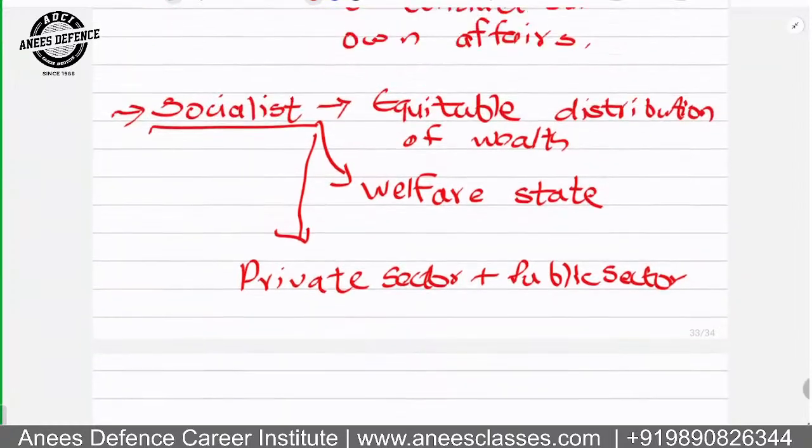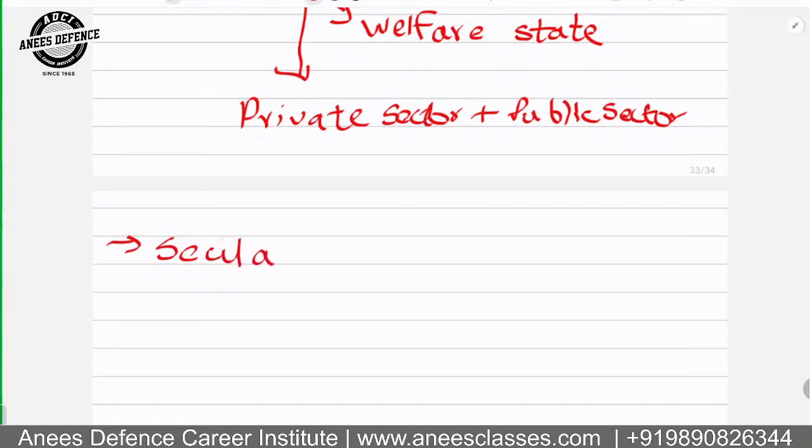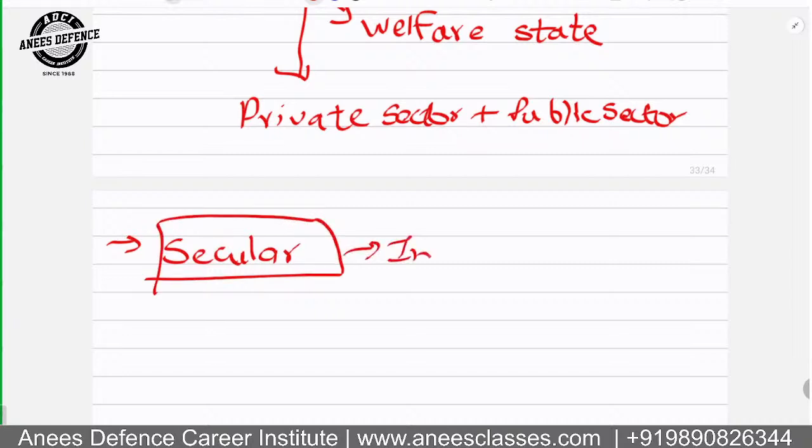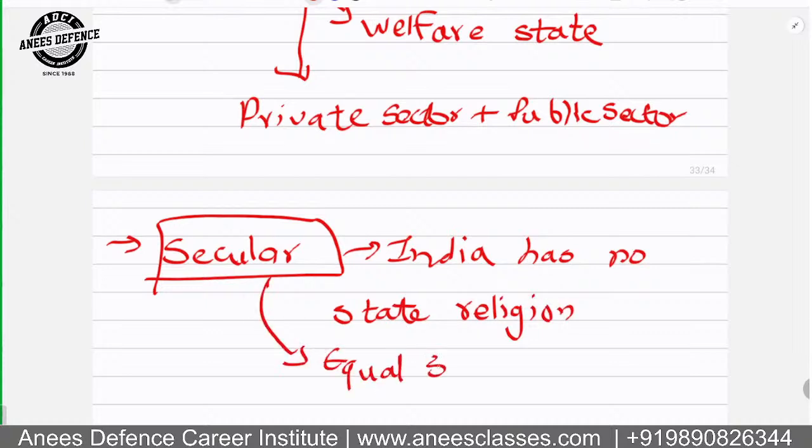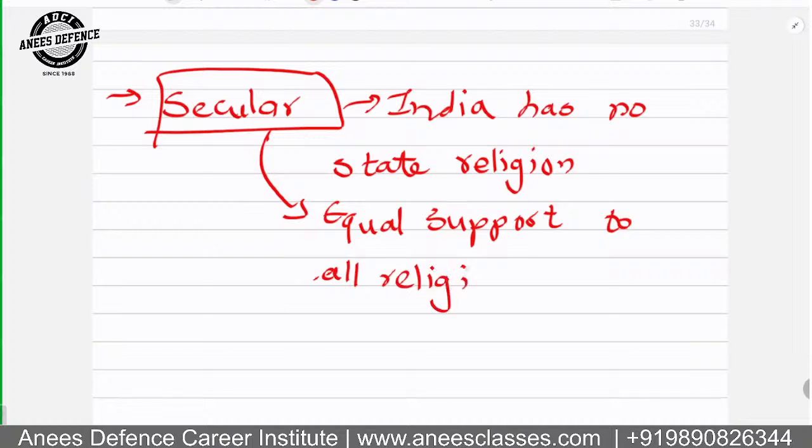Next, we will see is secular. This I had explained previously, so we will not go into the detail of this topic. Secular means India has no state religion and equal support to all religions. Now the question might be asked: what is the Indian model of secularism? In the traditional model of secularism, state and religion are completely held aside. There is no interconnection between the religion and the state. But in India's model, we recognize religions and there is equal support to all the religions.